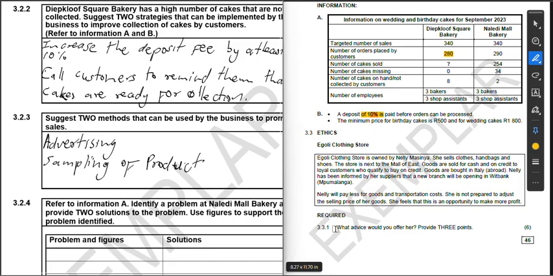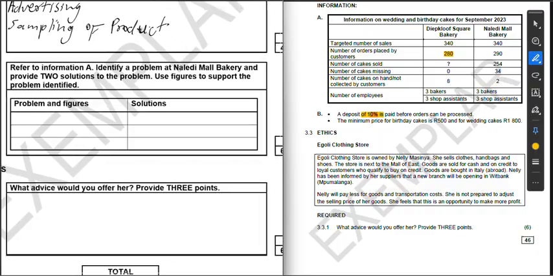Now the question says 3.1. What would you advise her? Provide 3 points. Okay, this is the end of the question, but I already have answers for that. We'll come back to that. I see that we left out 3.2.4, which is partially my mistake. Okay. Now it says here, refer to information A.